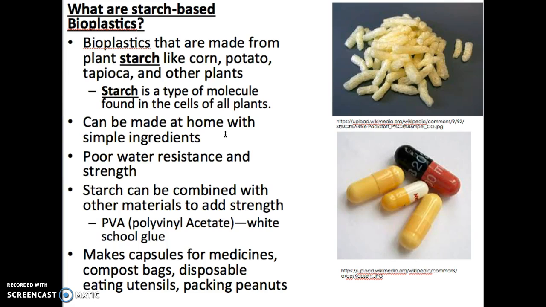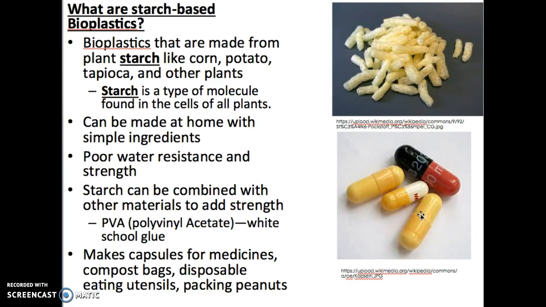Some of the disadvantages of starch-based bioplastics is that it has poor water resistance and strength. That means that it's not necessarily waterproof. It does melt pretty quickly in water, and it's not very strong. However, you can combine the starch with other types of materials to add strength. One really easy example is PVA, or polyvinyl acetate. This is a type of synthetic polymer that's found in our white school glue. And although it's synthetic, it is completely biodegradable. So if you were to add this to our starch-based bioplastic, it actually adds strength without harming the environment as much.